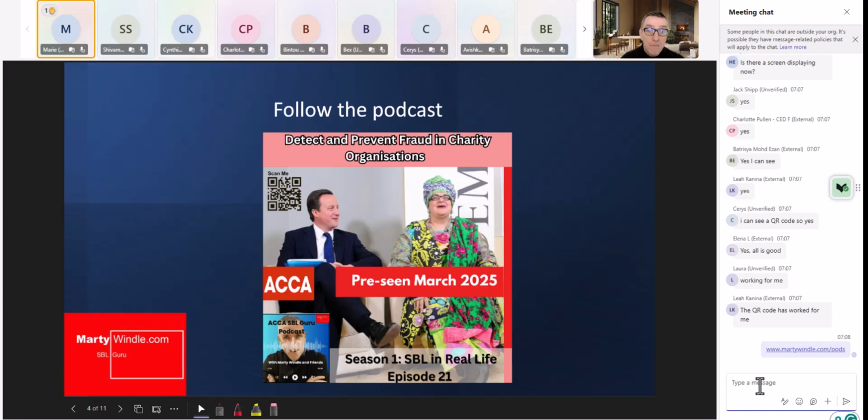But this one could be very, very helpful for you when you're doing your examination, because it's going to be based on a charity. It's going to be based on fraud. It's going to be based on internal controls, which are areas which are quite likely for this topic in the exam.